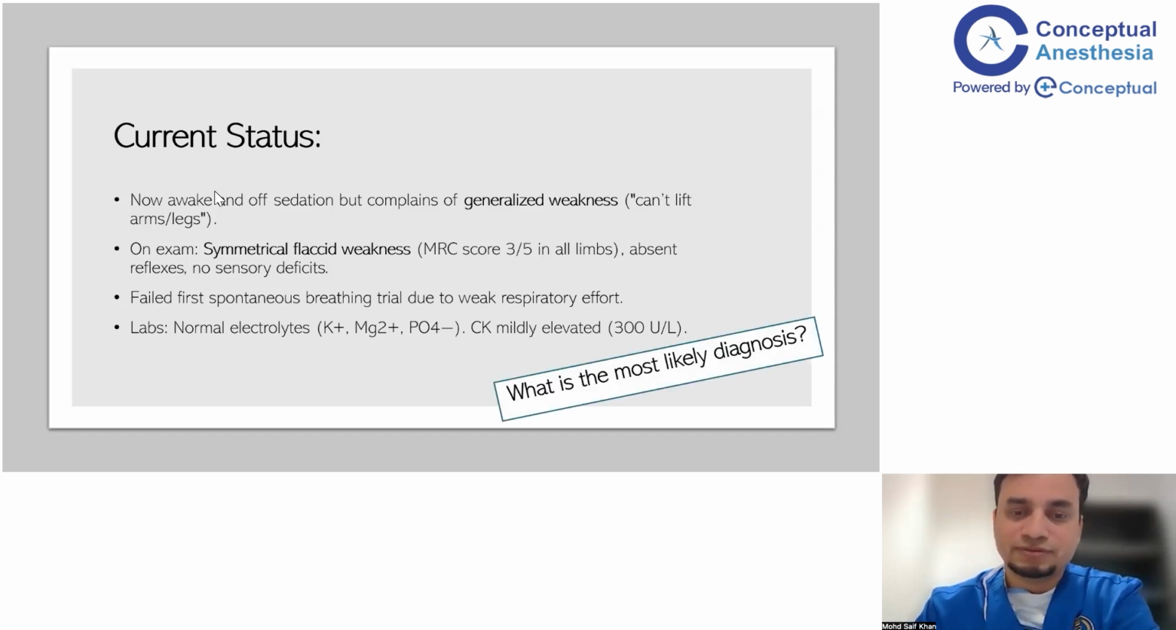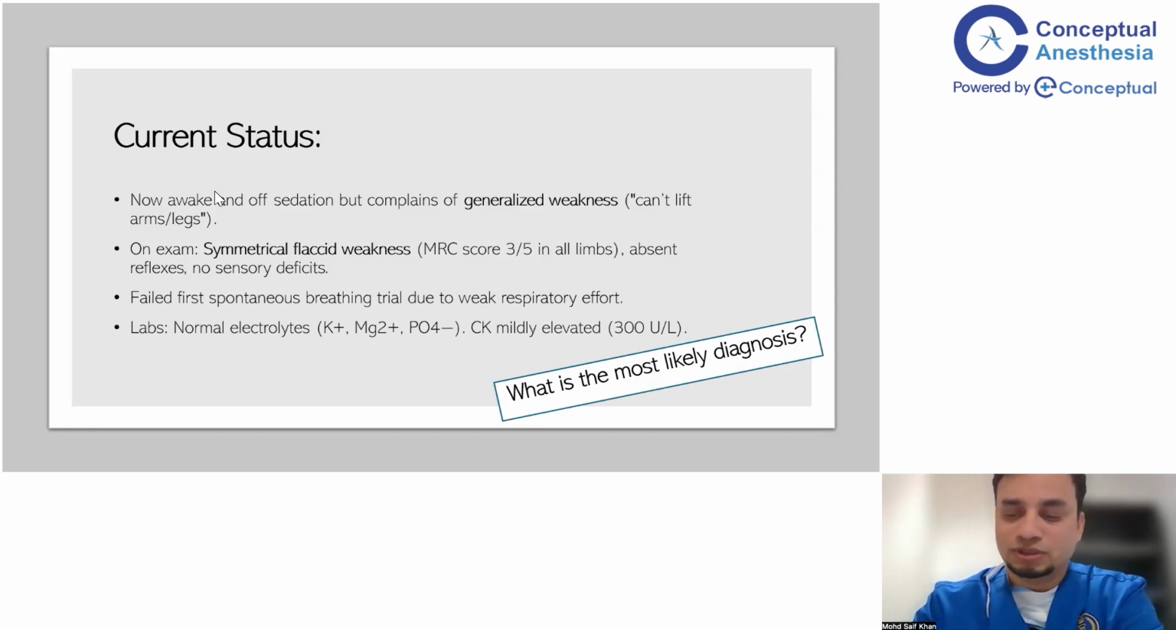As we know, this patient had a critical illness and recovered, but he can't use his upper limbs and lower limbs. The power is less, 3 by 5 in all limbs, with absent tendon reflexes. So he seems to have some kind of weakness. And because it developed after ICU admission, we will call it ICU-acquired weakness.